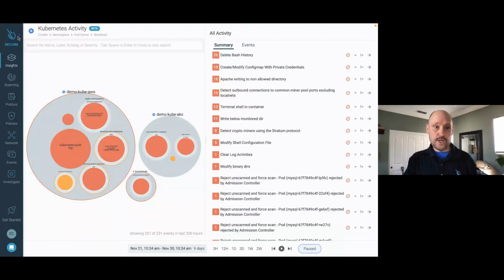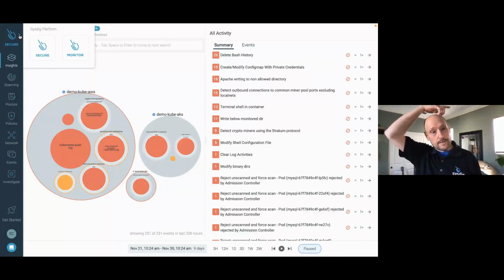What I've done is share my screen where I'm logged into the Sysdig SaaS solution. There are two parts here. One is called Sysdig Secure. One is called Sysdig Monitor. Monitor is more, you think about it as performance and health.